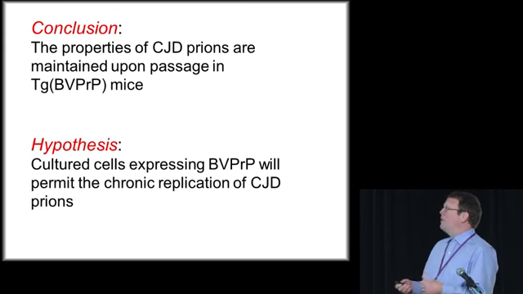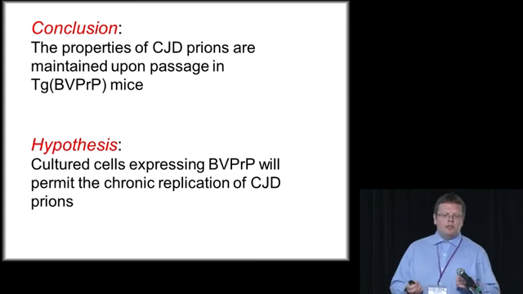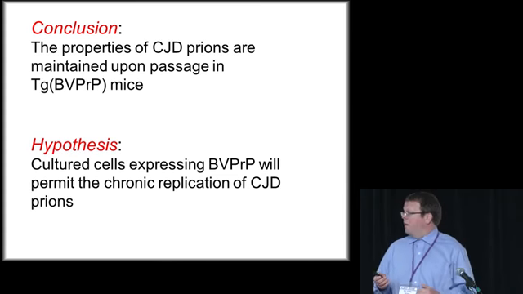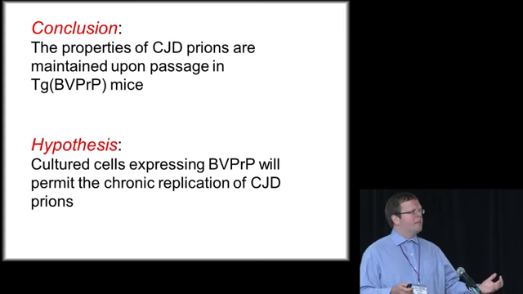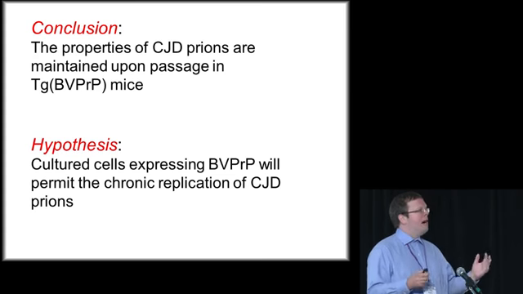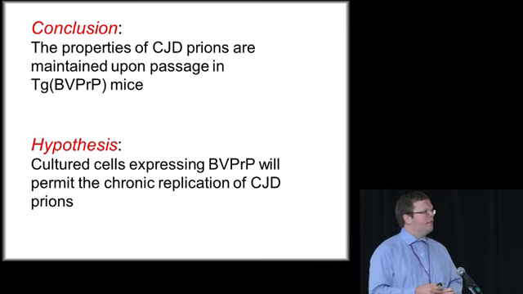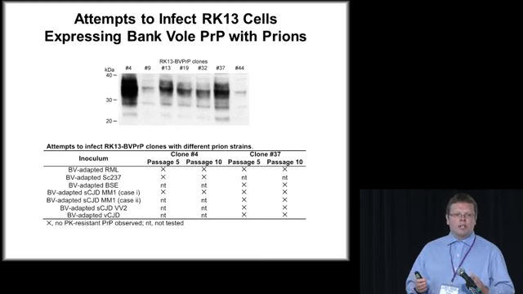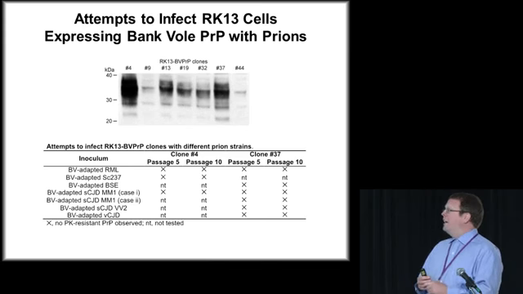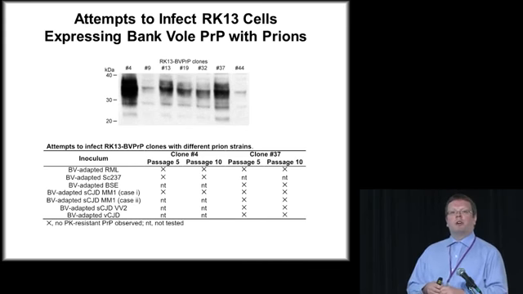So we concluded that the properties of CJD prions are maintained when you passage them in the Bankfull mice. So our hypothesis was then, if we could create cultured cells expressing Bankfull PrP, maybe that would allow us to study CJD prions in cultured cells. And so this is very much an ongoing research effort, and our preliminary results were quite disappointing.